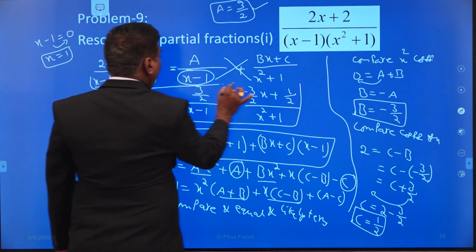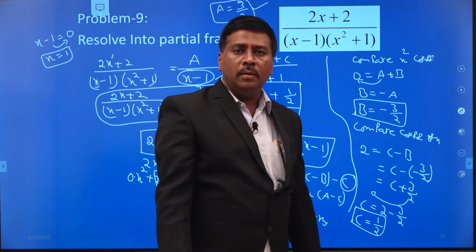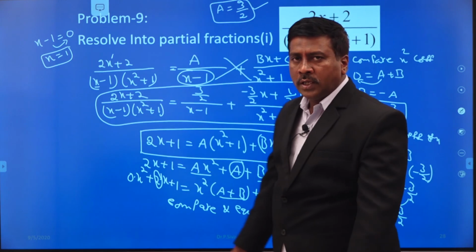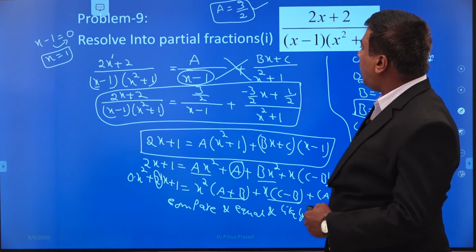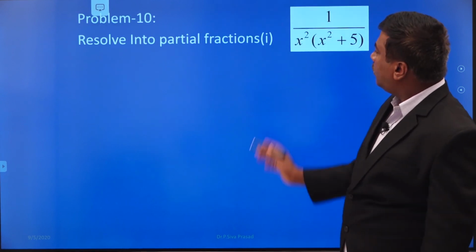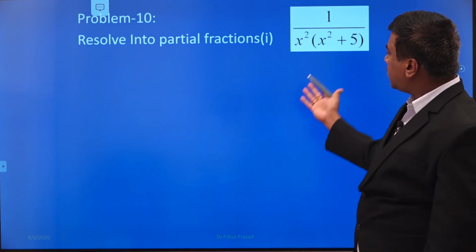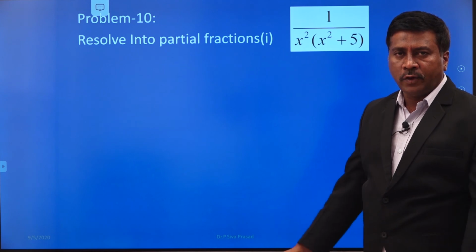So this is the way of resolving proper fractions into partial fractions. With this, did all of you understand? With this example, again you have to do the problem. Please all of you write it down and resolve it into partial fractions and send it to me in the next class.